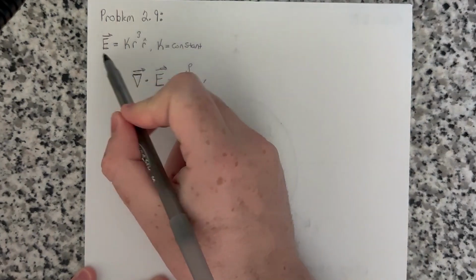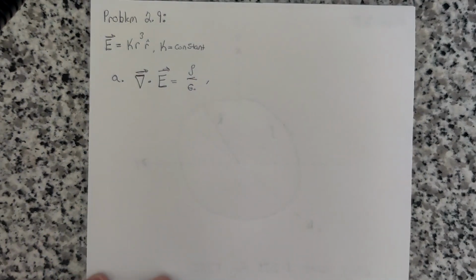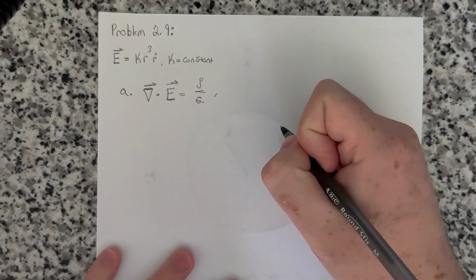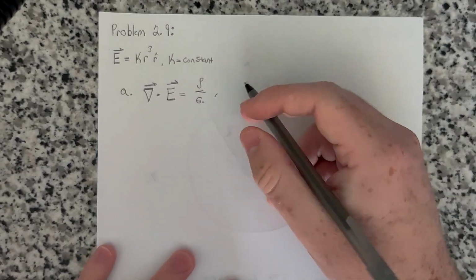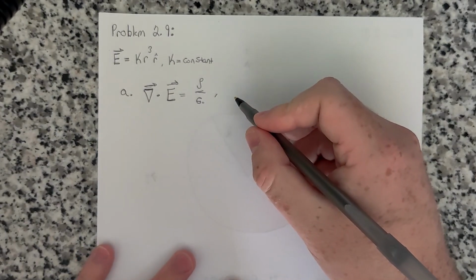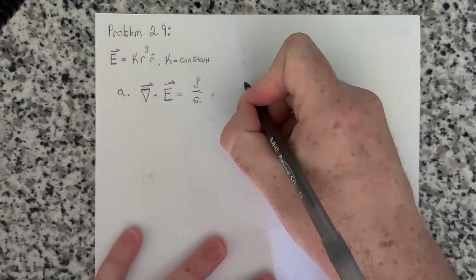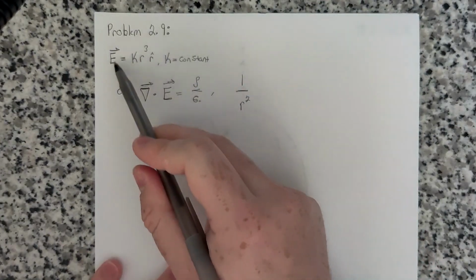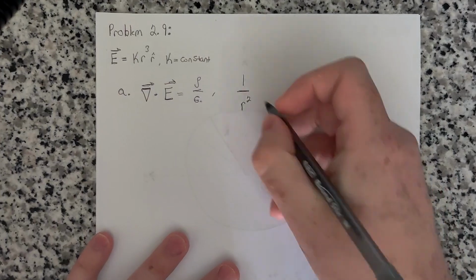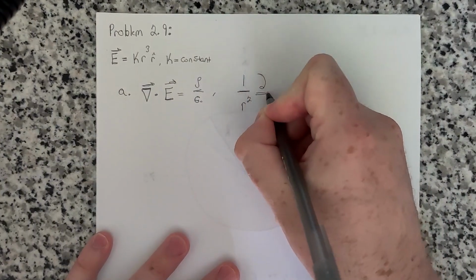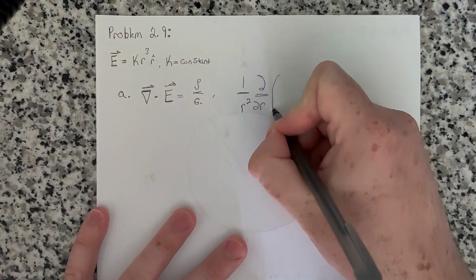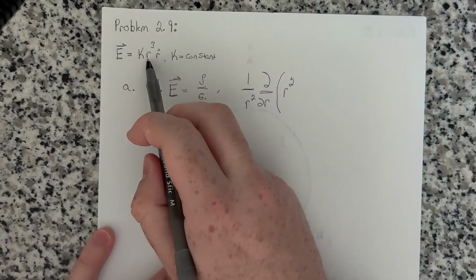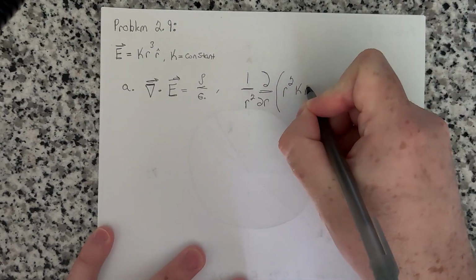Our electric field is in spherical coordinates, and it only has an r hat component. We don't have a phi or a theta component. If you look at the cover of Griffiths' book, you'll find equations for how to calculate the divergence in various coordinate systems. So I'm just going to write that out here. The divergence in spherical coordinates, where we only have the r component, is given by 1 over r squared, the derivative with respect to r of r squared times the r component of our electric field, which is just k times r cubed.